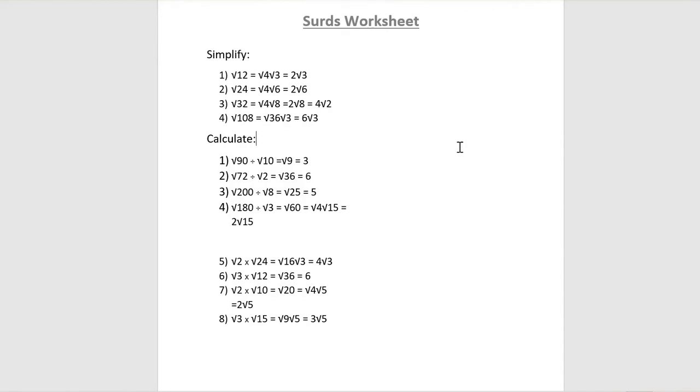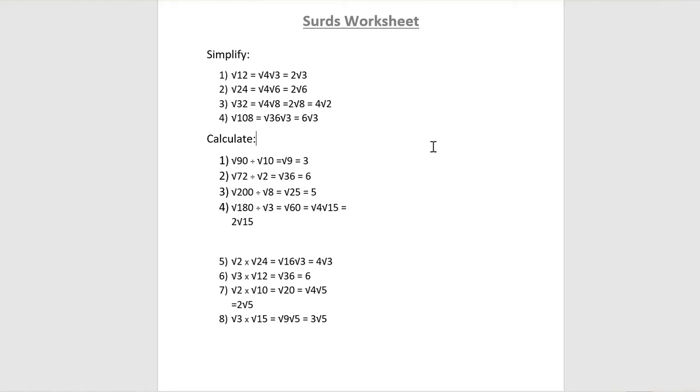Moving on, let's look at the calculate questions. We have root 90 divided by root 10. That gives us root 9, as 90 divided by 10 is 9. Root 9 is simplified to 3 as it is a squared number. We have root 72 divided by root 2. This is equal to root 36. Root 36 is equal to 6, as 6 times 6 equals 36. For root 200 divided by root 8, we get root 25. And root 25 is simplified to 5, as 5 times 5 equals 25.